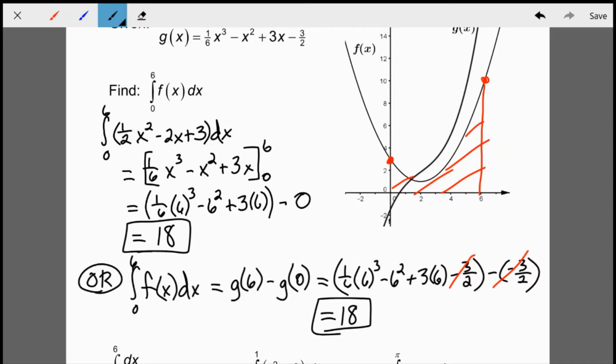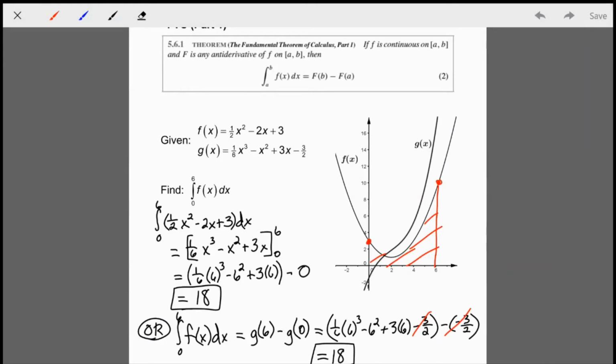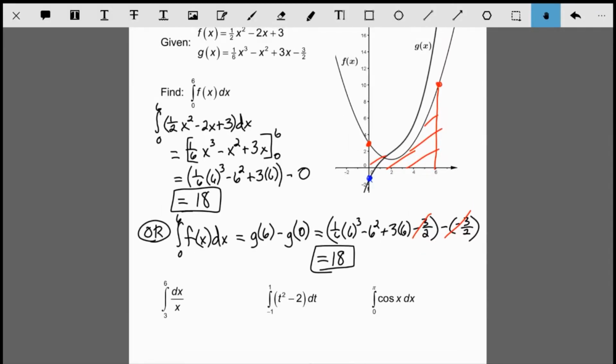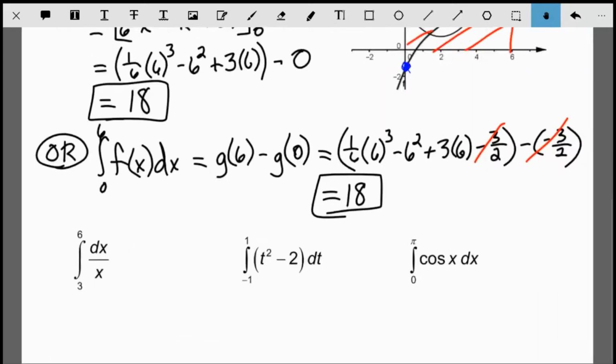But the second thing that this tells us is also look at what the integral of f of x is actually representing. It's the net change in the g function. So if I were to look at this graph and look at the g function at 0 and look at the g function at 6, which would be way up here, if I were to subtract those two values, that's how much my function value has changed on that interval. It has changed by 18 units. Okay, so really two things that we can get out of that first part of the fundamental theorem of calculus.